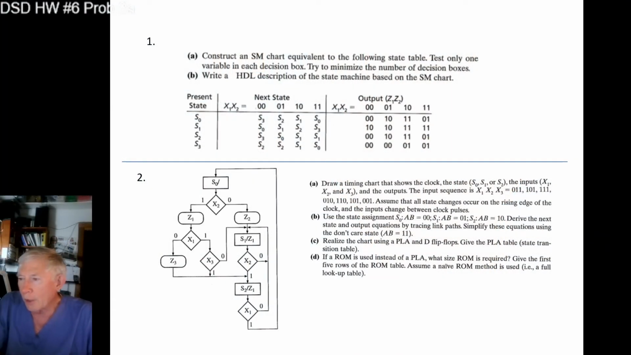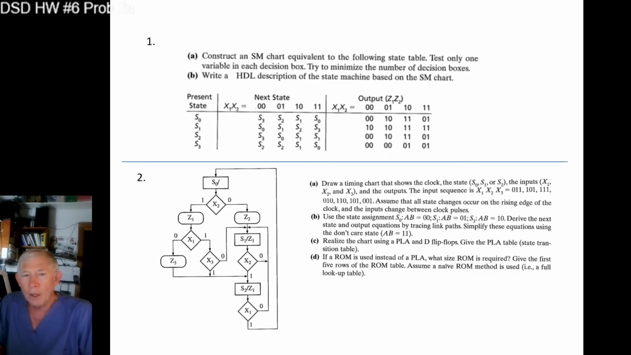And then if we look at the other components, we have: realize the chart using PLA and D flip-flops, and give the PLA table. I don't think I defined what PLA I wanted you to use, so I'm not going to worry about that. Once I give you the PLA, you can have that, but I don't care that you do that one. But if a ROM is used instead of a PLA, what size ROM is required? And since we did this in the lab, you should know that.